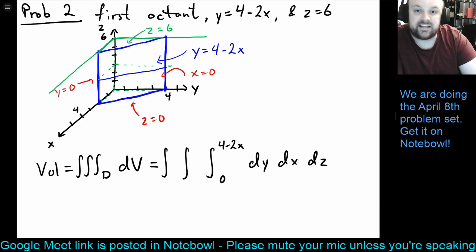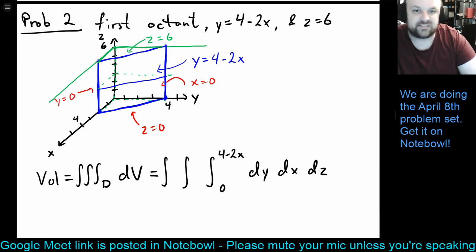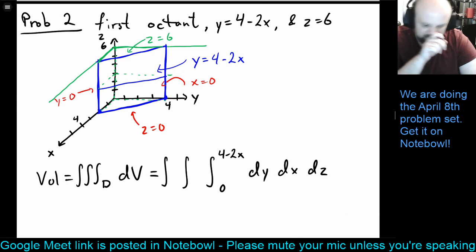Now, if you wanted to integrate X first, you would still be fine. You could start on this wall over here, X equals 0, and then you would just have to solve this for X. So it's still very doable, but integrating Y first is the best option here.